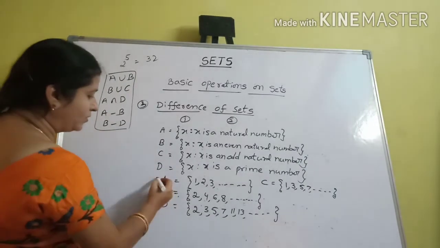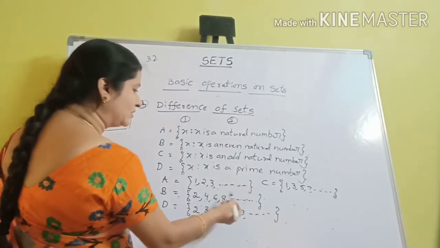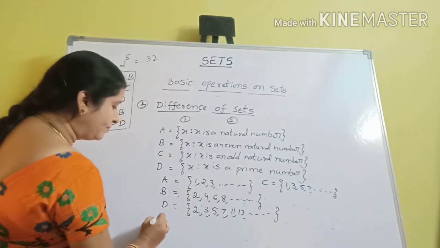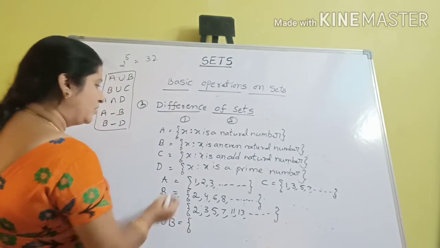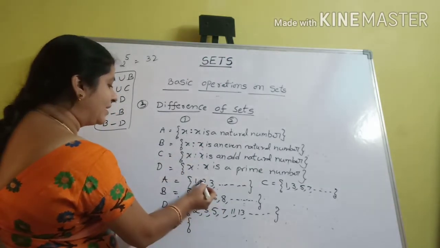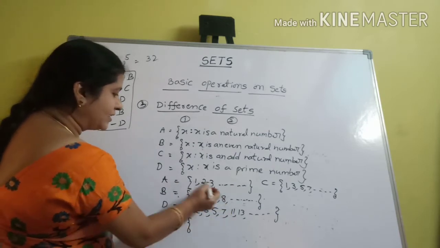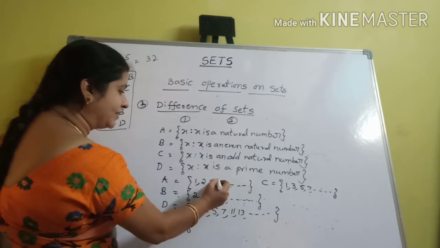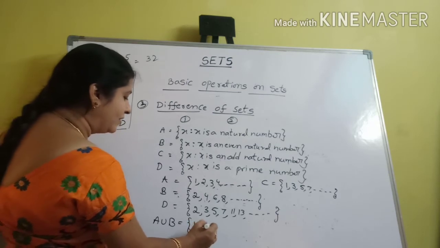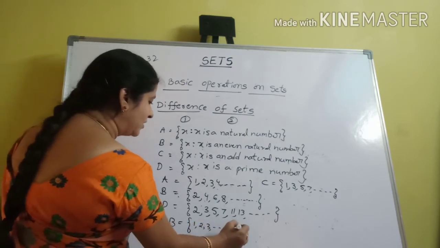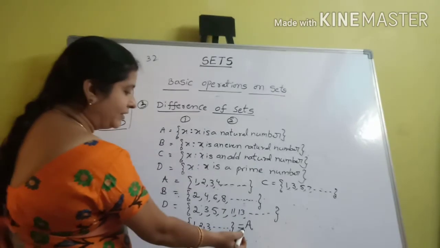A union B, you have to take A and B values. Union means 1, 2, 3, etc. and 2, 4, 6, 8, etc. So what is the A union B value here? A union B means all the elements of A and B. Here 2, 4, 6, 8 are also in the set A. So A union B value is again the natural number set. So the answer will be A.